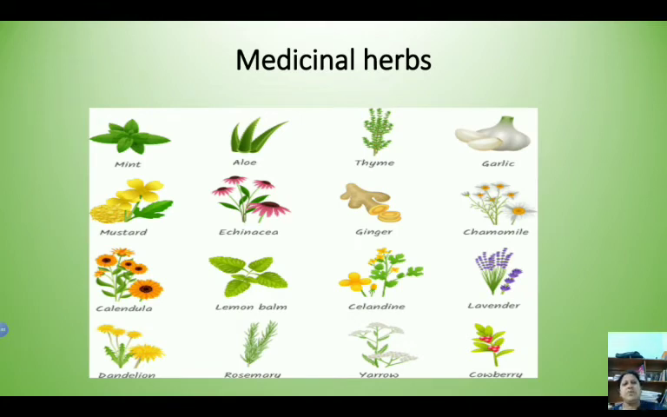And these are some of the medicinal herbs which are used worldwide. I'm telling worldwide. So mint, aloe vera, thyme, garlic, mustard, echinacea, ginger, chamomile, calendula, lemon balm, celandine, lavender, dandelion, rosemary, yarrow, and cowberry. All these and many more medicinal herbs are being used. So whatever is available in your kitchen, you can use as medicinal herbs.